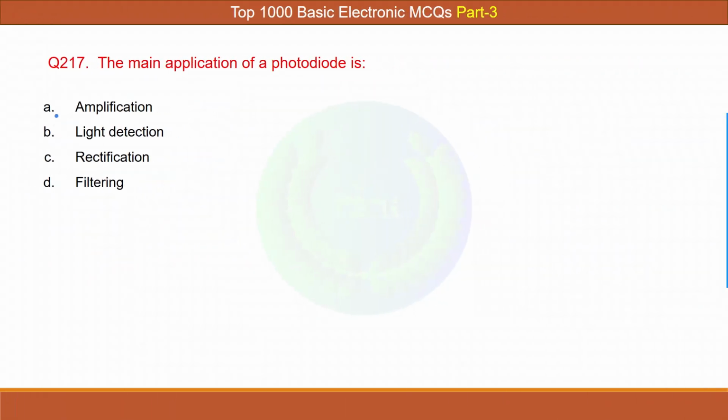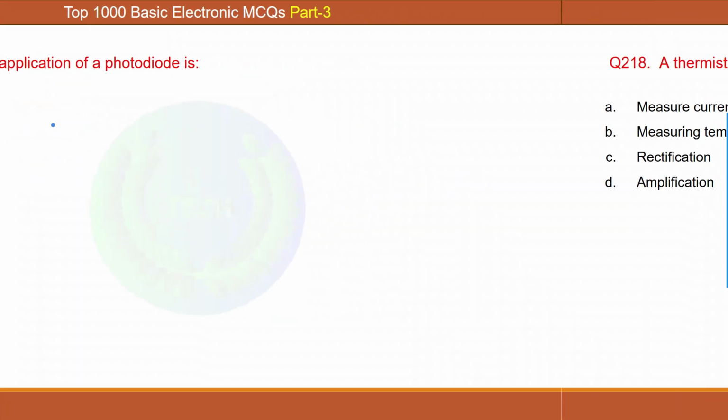Next question, question number 217. The main application of a photodiode is option A, amplification, option B, light detection, option C, rectification, option D, filtering. The answer is option B, light detection.